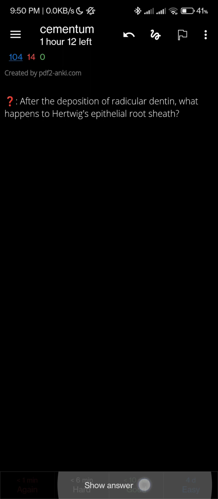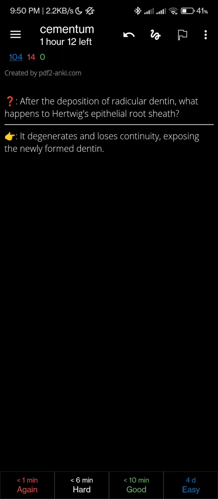After deposition of radicular dentin, what happens to Hertwig's epithelial root sheath? It degenerates and loses its continuity, exposing the newly formed dentin.